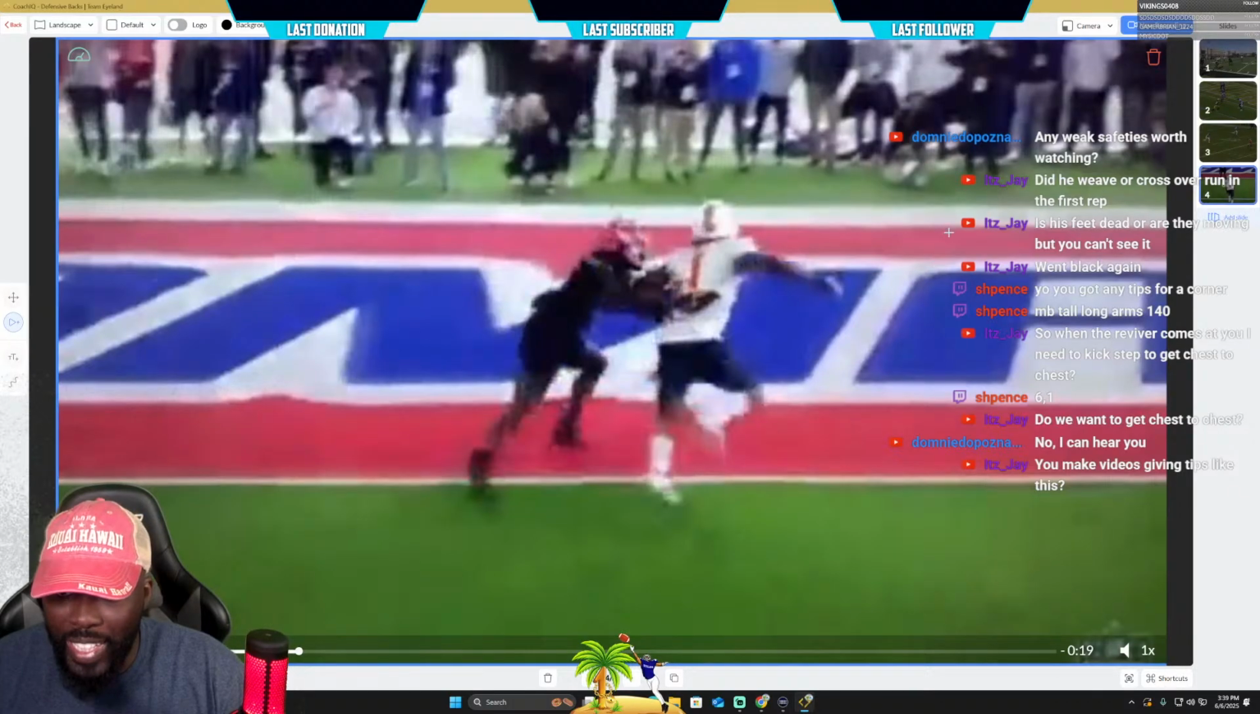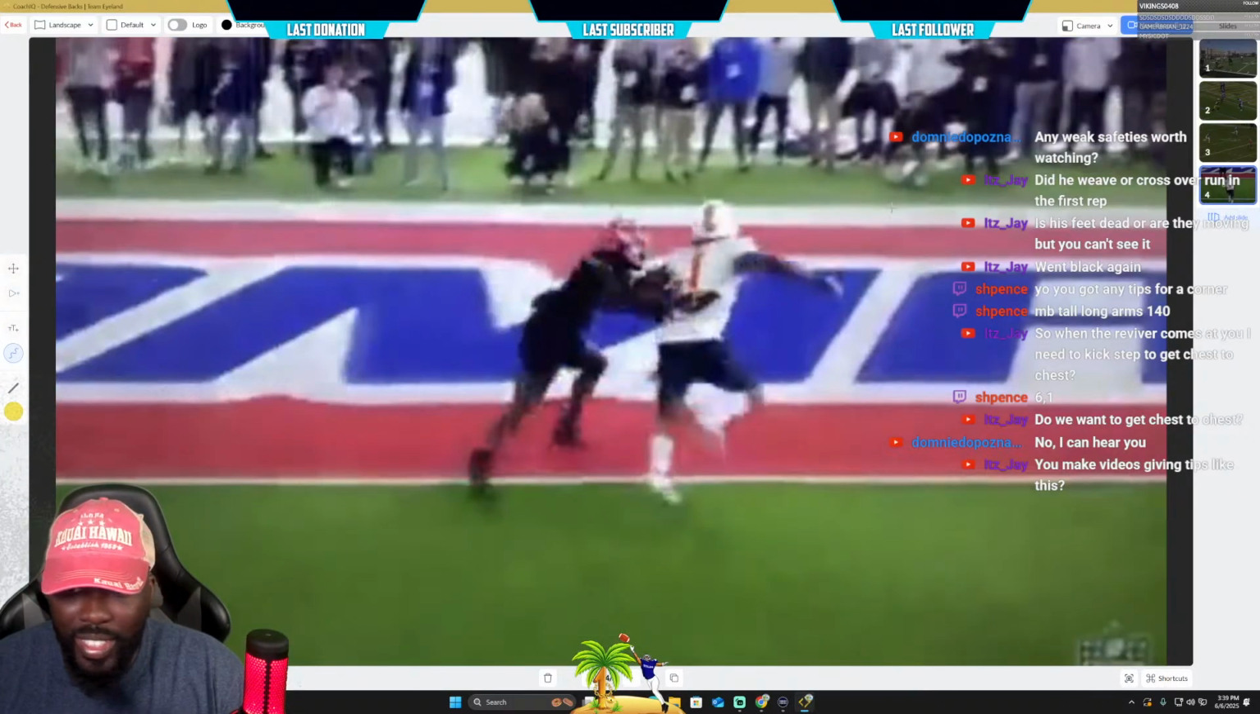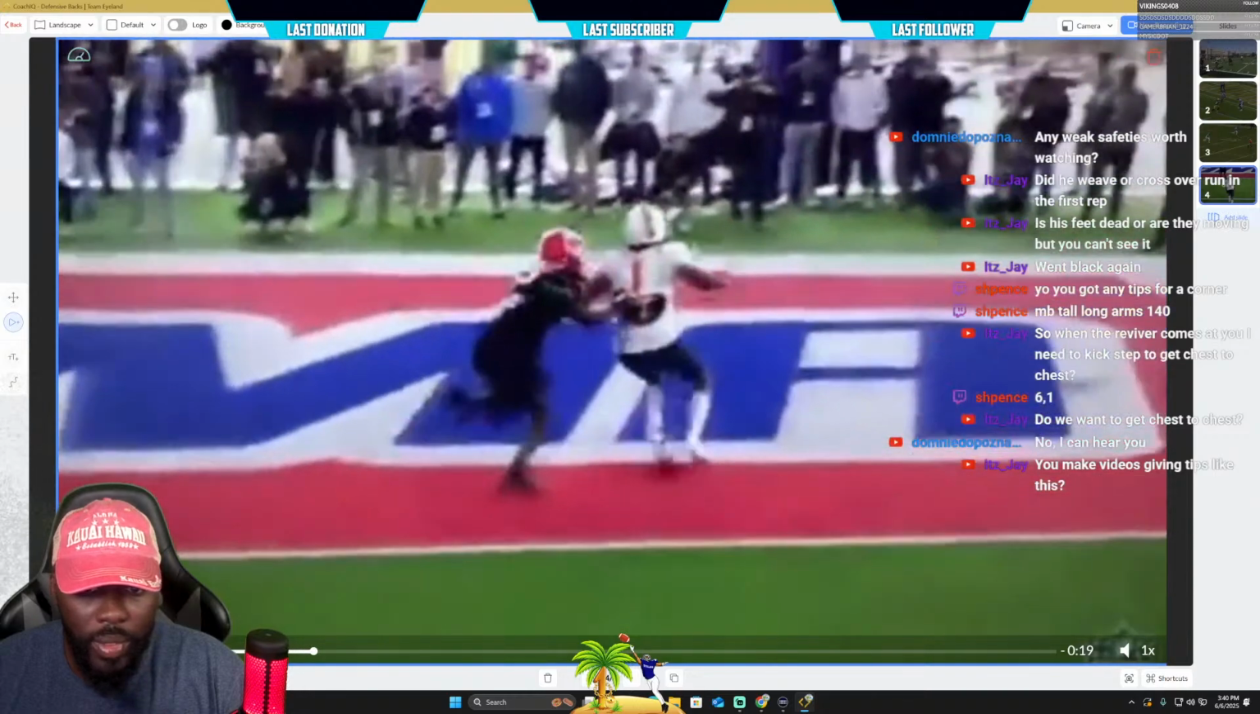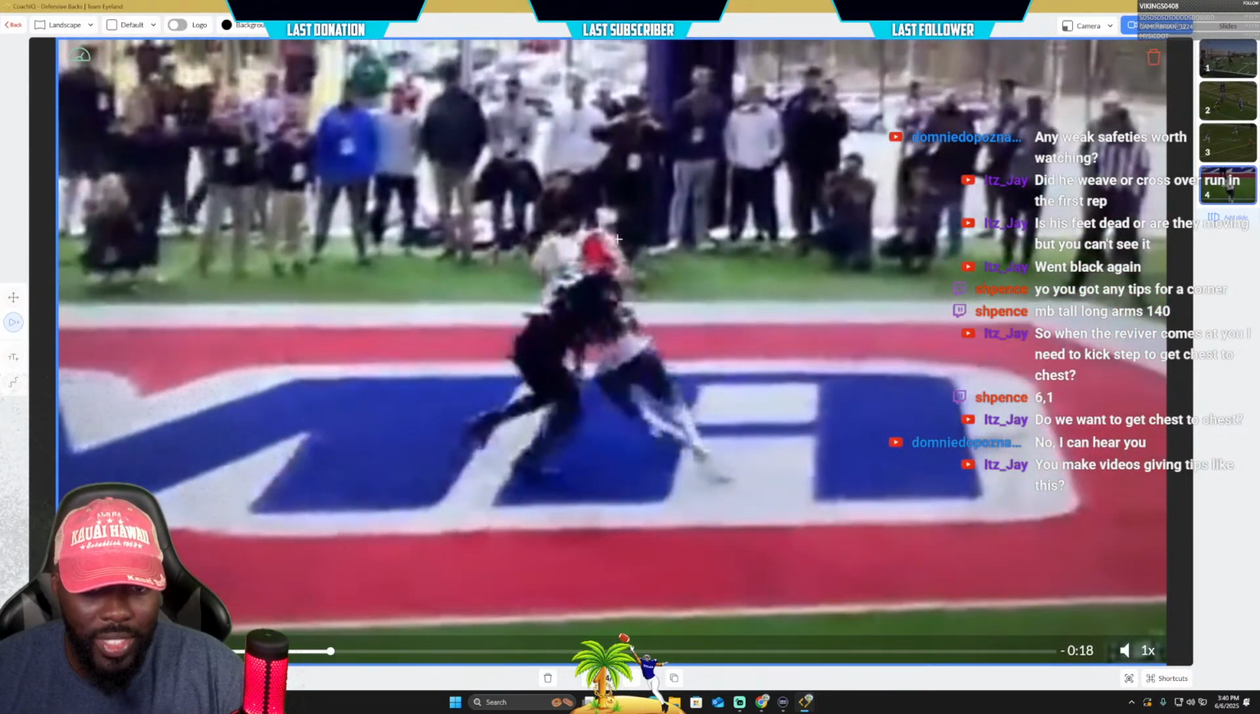Now, remember, you've got the end line and the sideline out here as extra defenders. He's going to run out of space. So now we don't need to try to fight to be over the top. We can play that low hip right here, right? Eyes. That's all it is.